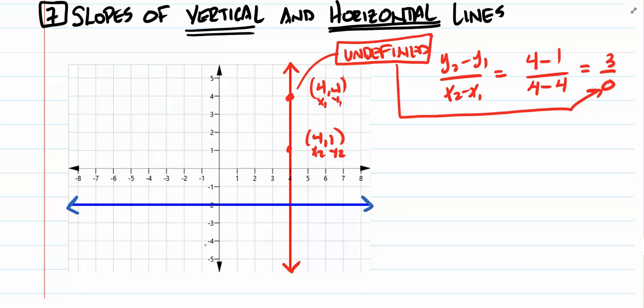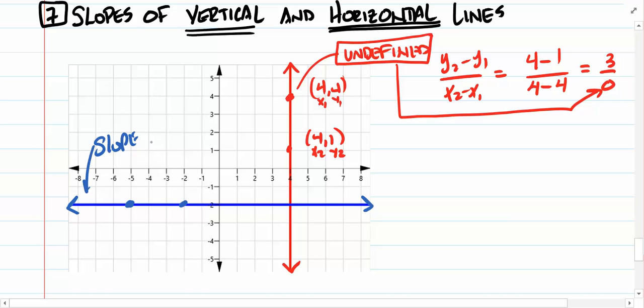Now, in blue, okay, the slope of this line is 0. Okay, the slope of this line is equal to 0, because there is no vertical change. It's 0, so it's 0 divided by some distance, which we'll call x, which will always just be 0. All right, so the slope of a horizontal line is always 0.